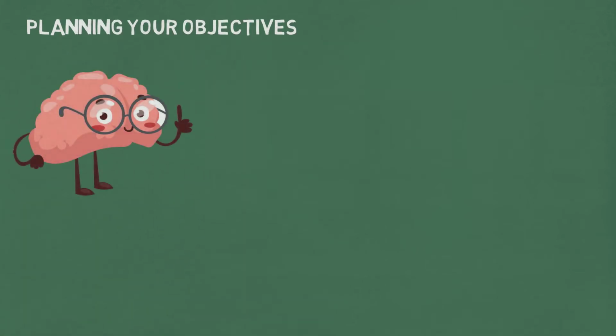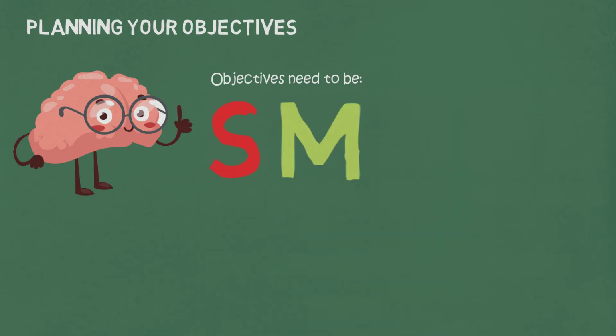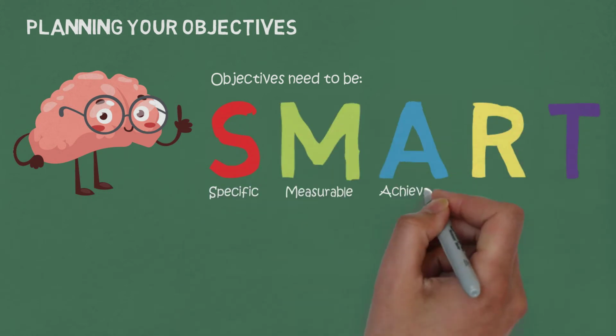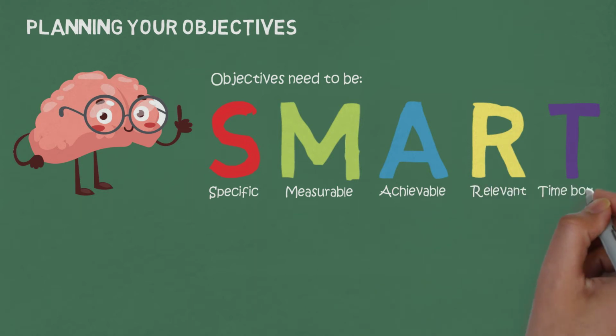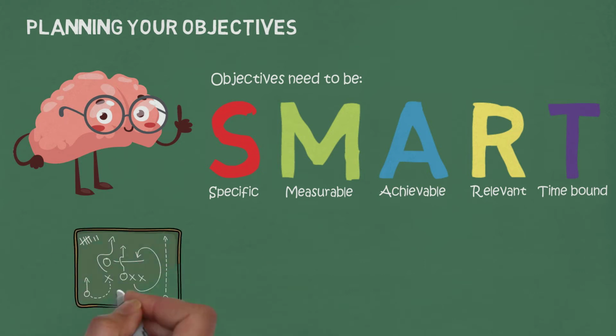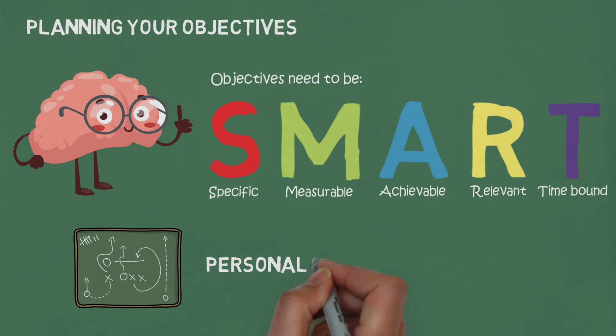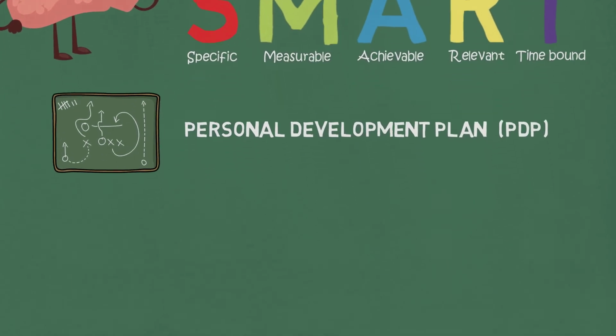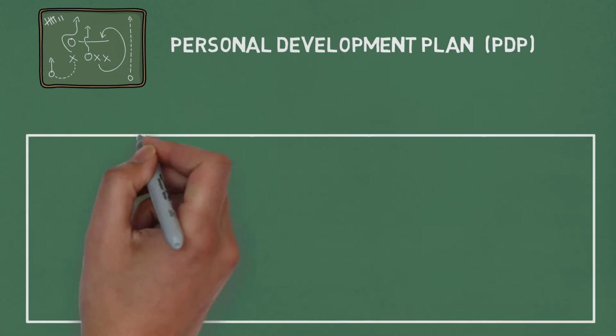When planning your objectives, they need to be SMART so they're successful. But how do you make SMART objectives? Break down the objectives using a personal development plan table. The table has 5 columns.